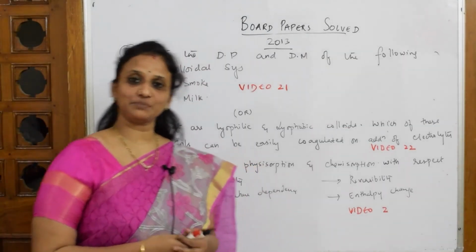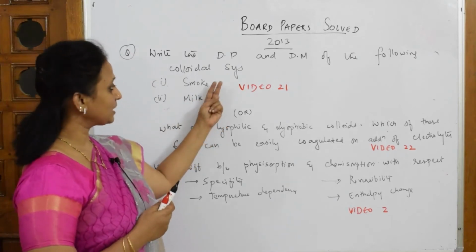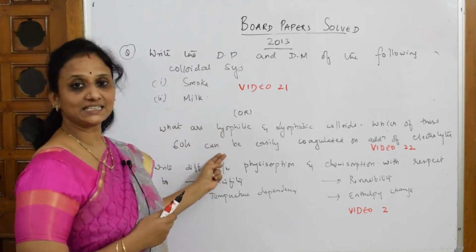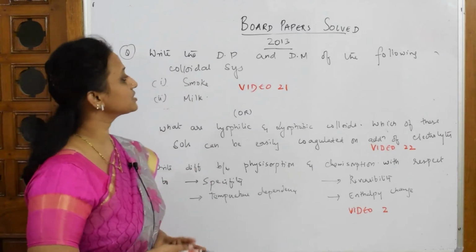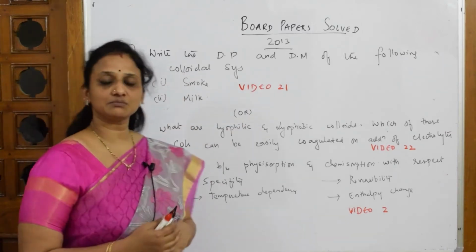Do your 2013 paper. Again, here they've given you one question, a 1 mark question. In the 1 mark question, again they've given a choice like this. So let's read. Write the dispersed phase and dispersion medium of the following colloidal systems. They've given me 2 examples, smoke and milk.